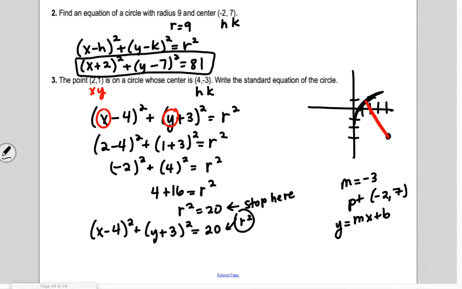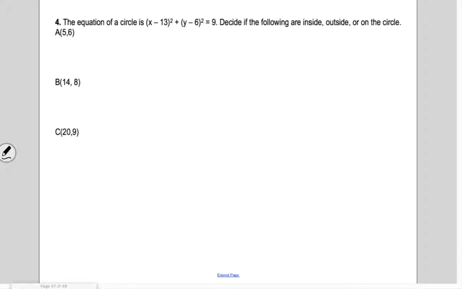Make sense? All right. You really want to do that circle competition, don't you? Oh, yeah. All right, here we go. So the equation of a circle is x minus 13 squared plus y minus 6 squared equals 9. Decide if the following are inside, outside, or on the circle.